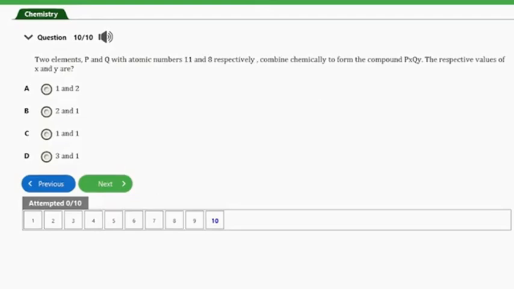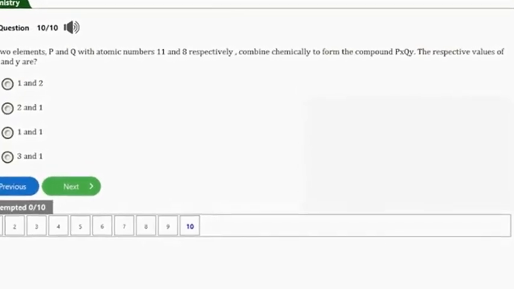It says 2 elements P and Q with atomic numbers 11 and 8 respectively combine chemically to form the compound PXQY. The respective values of X and Y are, so guys, let's go ahead and zoom in right into our workspace here and then try to solve this together again. So we have the atomic number of P to be 11, rather. So we have the atomic number of Q to be 8.